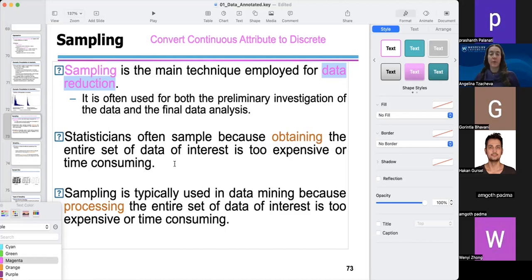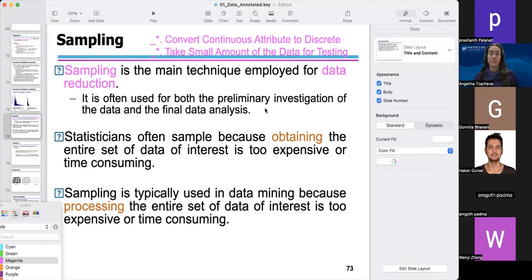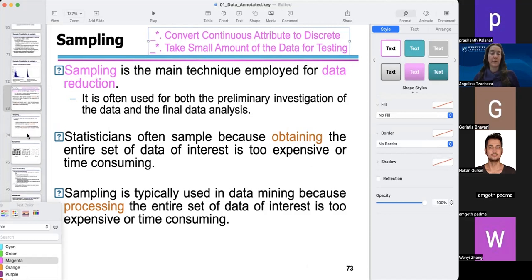We could also take a small part of the data and do preliminary analysis on that. This is also called sampling. So those two are very common reasons why we would do sampling.